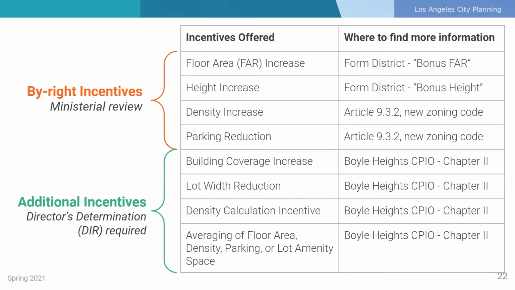Details on these incentives can be found in Article 9 of the new zoning code, specifically in Section 9.3.2. To determine a specific site's height or floor area increase, view the applicable form district and find the regulations for bonus FAR max and bonus height max. The additional incentives offered are outlined in the Boyle Heights CPIO.